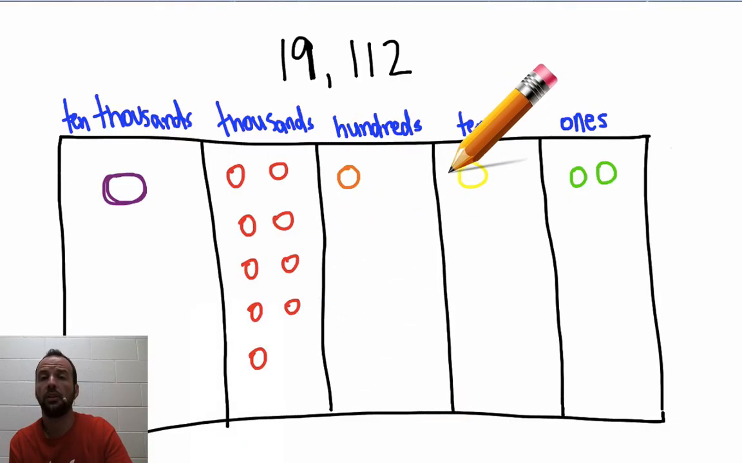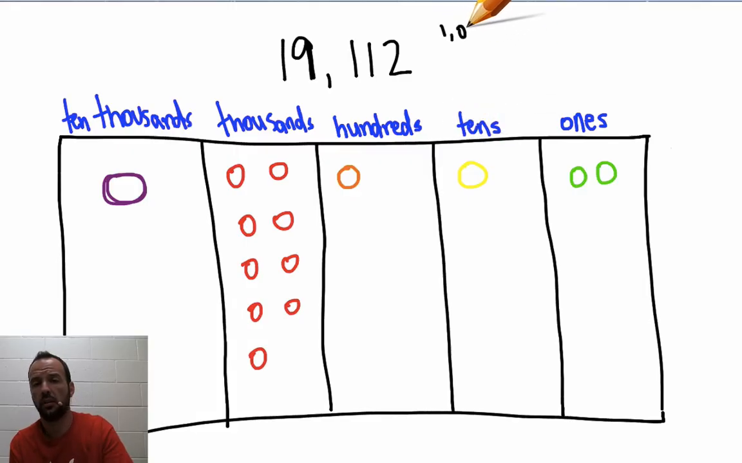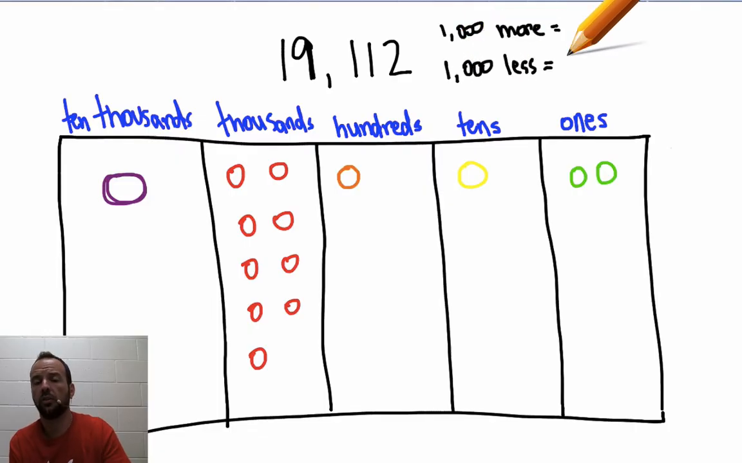So what I want you guys to do is I want you to find 1,000 more than this number and 1,000 less than this number. So go ahead and take a second now. Think about what would be 1,000 more, what would be 1,000 less. I want you to write your answers down, write them in, and then we'll come back and discuss it.